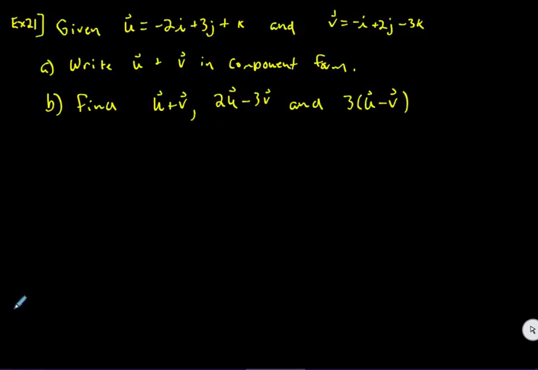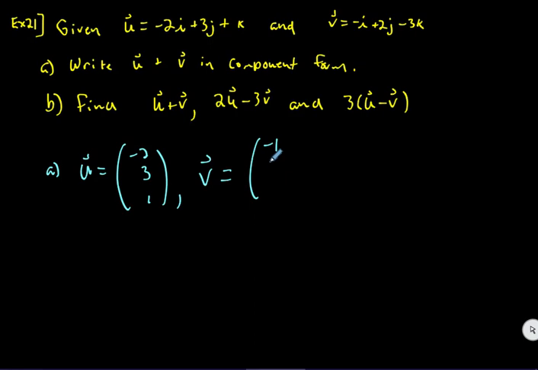Let's go ahead and look at an example. It says, given U is equal to negative 2i plus 3j plus k, and vector V is negative i plus 2j minus 3k, write U and V in component form. So for A, in component form, this vector right here would be negative 2, 3, and 1. And vector V would be negative 1, 2, negative 3. Good? And then for B we want to find U plus V, then 2U minus 3V, and 3 times U minus V.